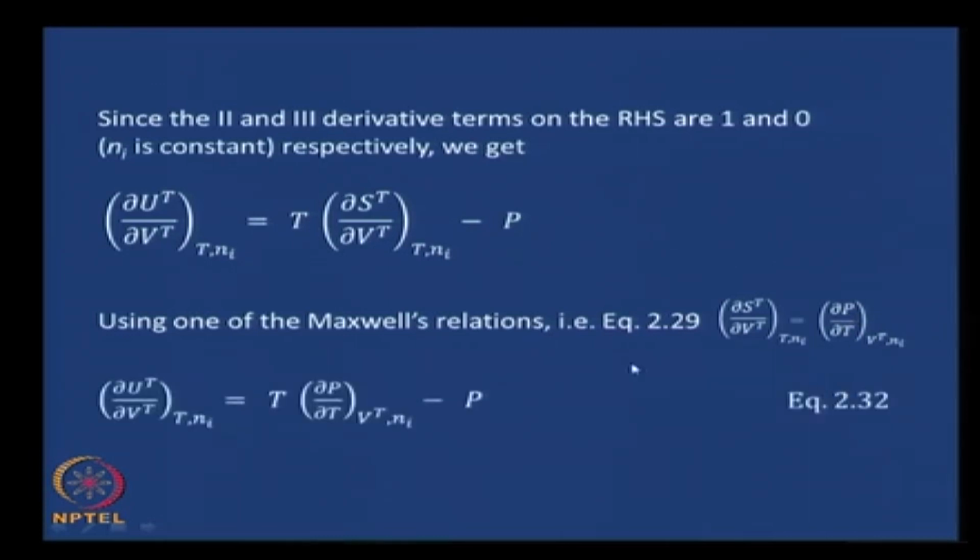If you do that, then you can write ∂Ut/∂Vt at constant T, Ni, which is what we need, equals T, this we are going to replace with ∂P/∂T at constant Vt, Ni, minus P. Let me call this equation 232 because it will come in useful later, which is actually the needed relationship. We have gotten this in terms of all easily measurable thermodynamic variables T, P, Vt, Ni and so on.